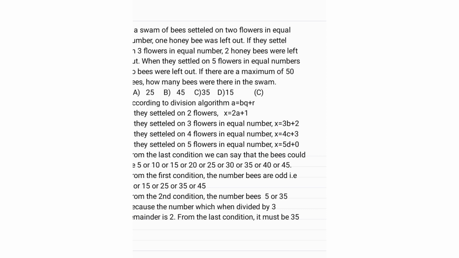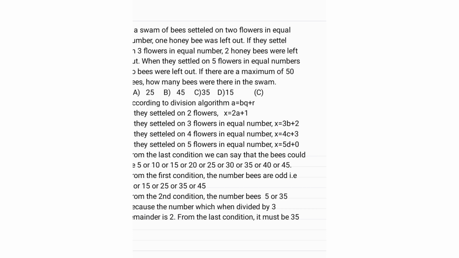According to the given condition, once we apply the division algorithm, when they settled on 2 flowers, number of honeybees x is equal to 2a plus 1, because 1 is left out. When they settle on 3 flowers, x is equal to 3b plus 2. When they settle on 4 flowers, x is equal to 4c plus 3. When they settle on 5 flowers, x is equal to 5d plus 0. On the fourth condition, x is a multiple of 5 because remainder is 0.